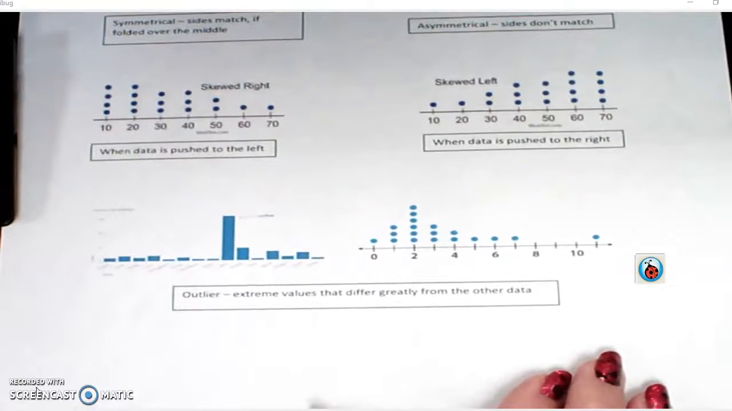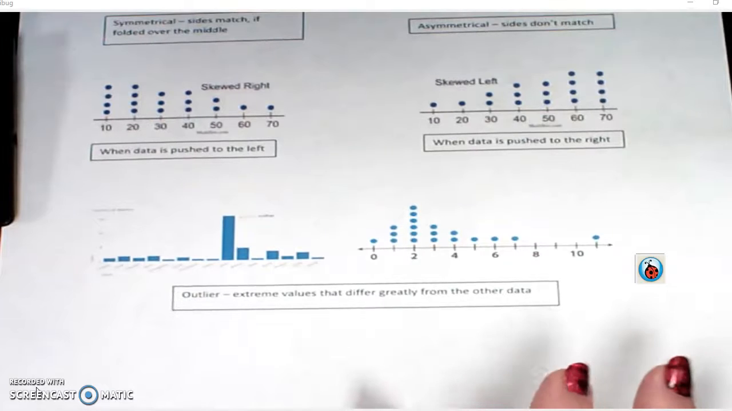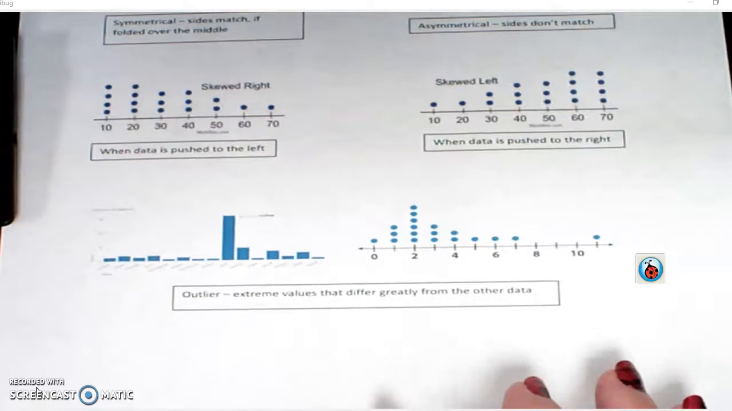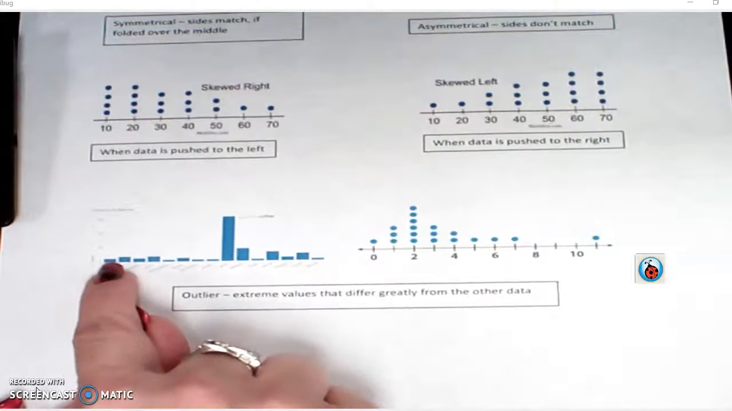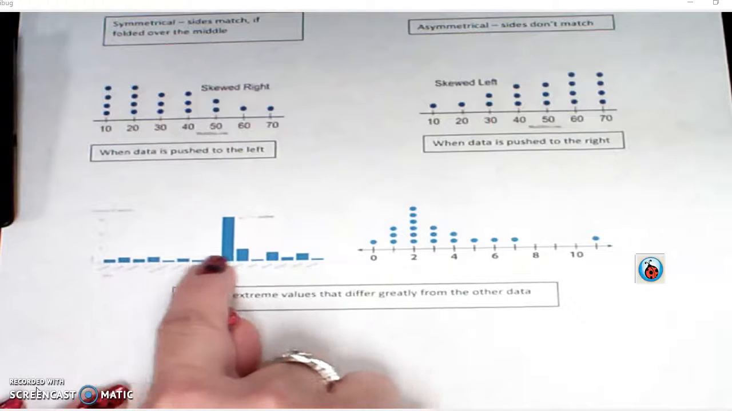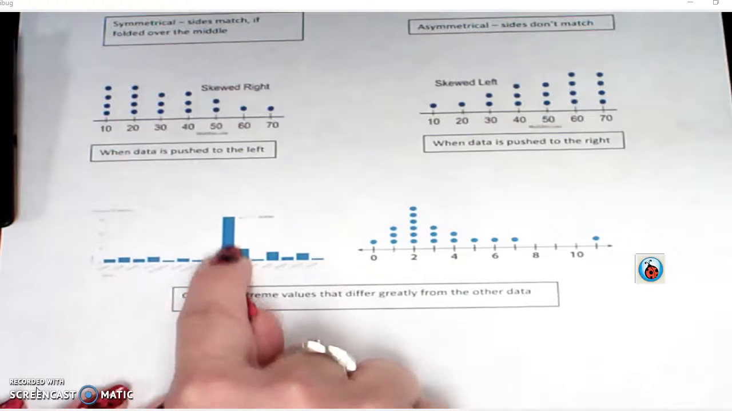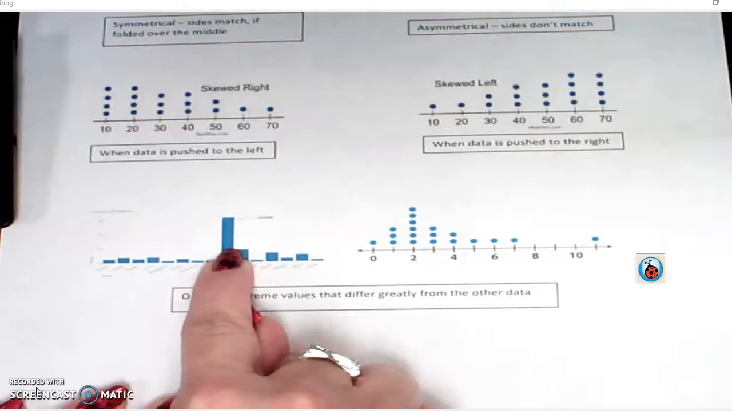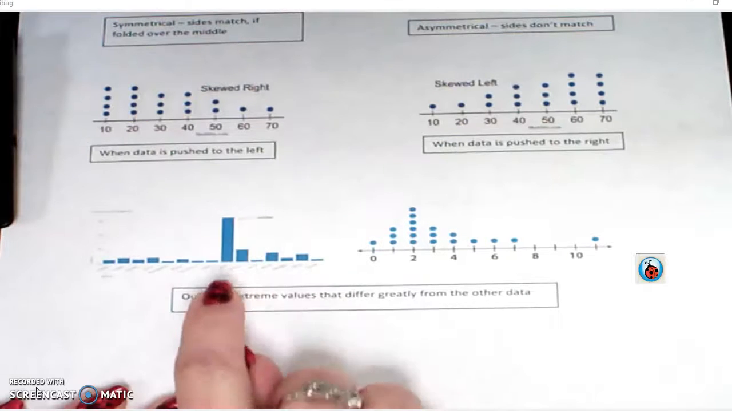And the last thing is called outliers. Outliers are extreme values that differ greatly from the other data. For instance, if you look at this bar graph, all of them are little bitty, and then all of a sudden right here in the middle you have this big, huge one. This would be your outlier. It stands out and it has extreme numbers higher than the other ones.